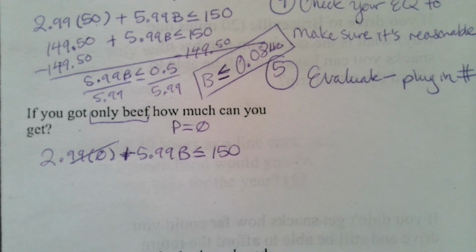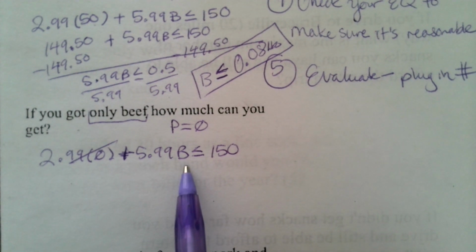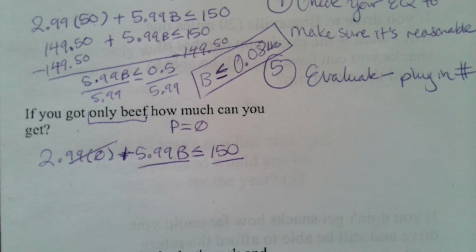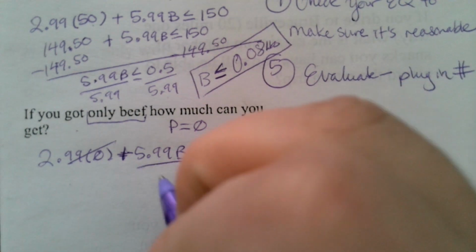How do I get that beef alone? Hey, Seuss, can you help me with that? I want that b by itself. Add, subtract, multiply, or divide? Divide. What am I dividing by? Yeah, 599.